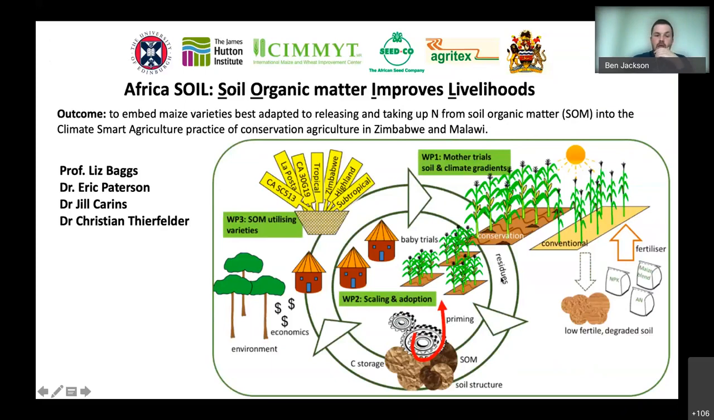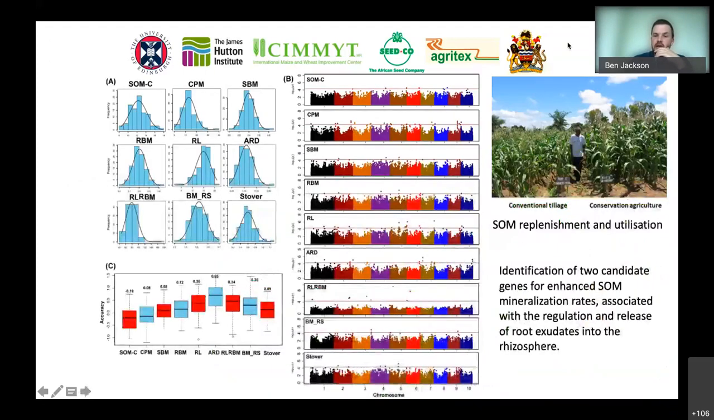So a prior project that a postdoctoral researcher, Lambani Mwafulirwa, worked on in collaboration with colleagues in Zimbabwe identified two candidate genes for enhanced soil organic matter mineralization rates, associated with the regulation and release of soil exudates. So this work quantified plant exudate transfer to soil and its subsequent mineralization in soil respiration.